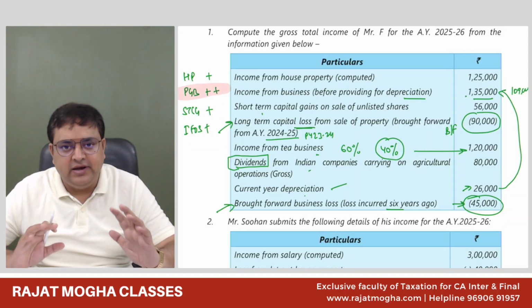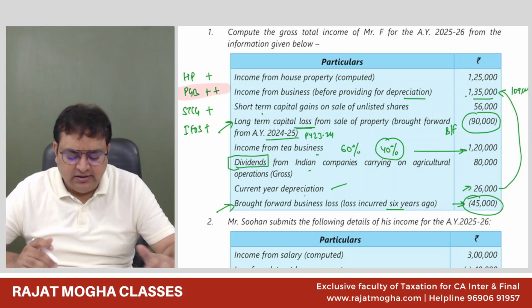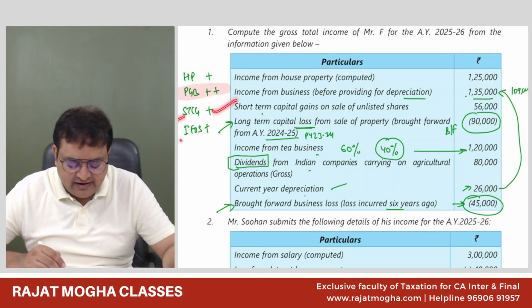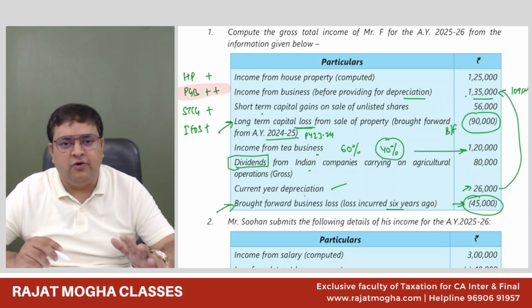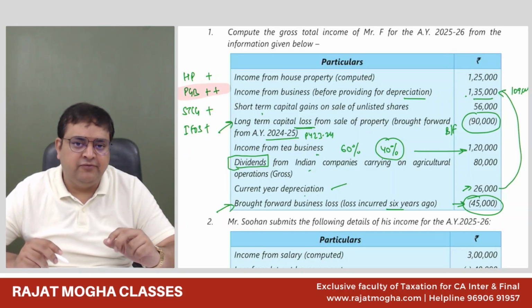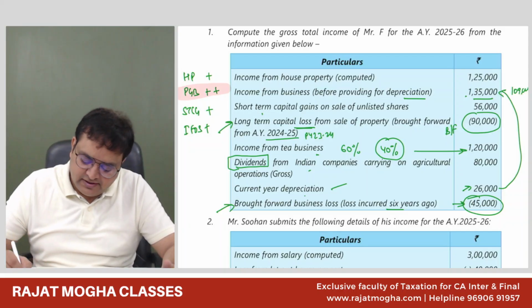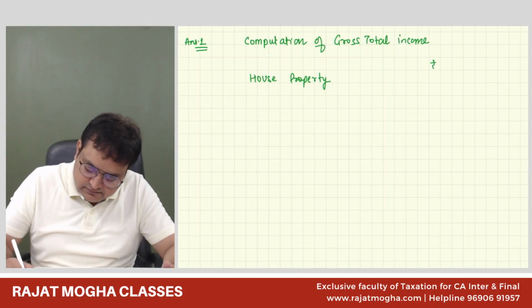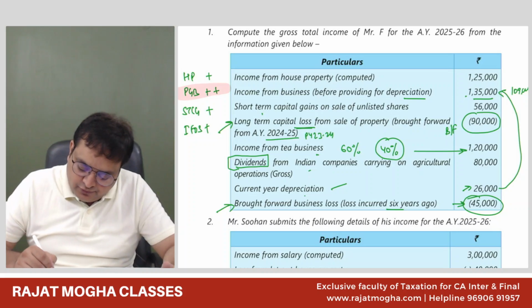So I now get an idea by spending a minute that house property income will come as it is. There will be a little adjustment in PGBP. Short-term capital gain will come as it is. IFOS will come as it is. So I got a rough idea of how my answer would be presented. House property income is 1,25,000. Then we have PGBP income also. So income from business is 1,35,000 before depreciation.